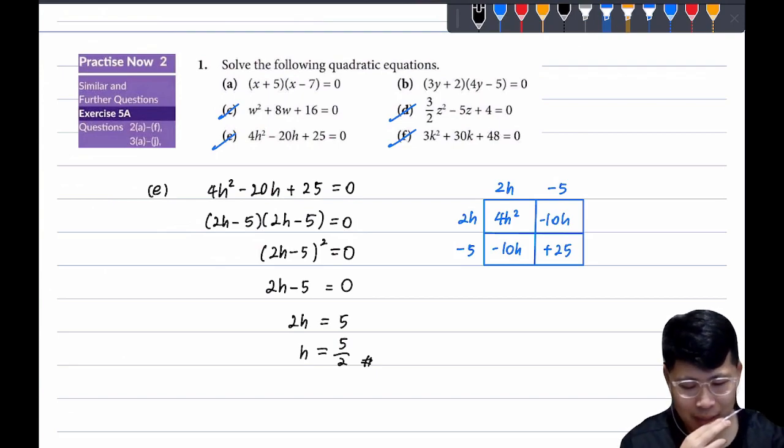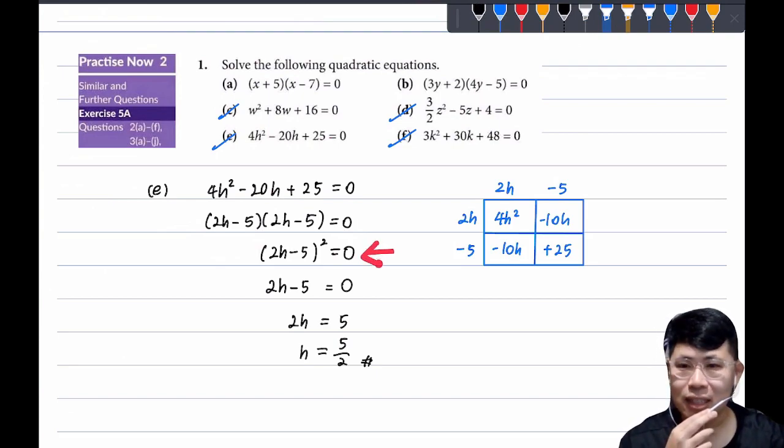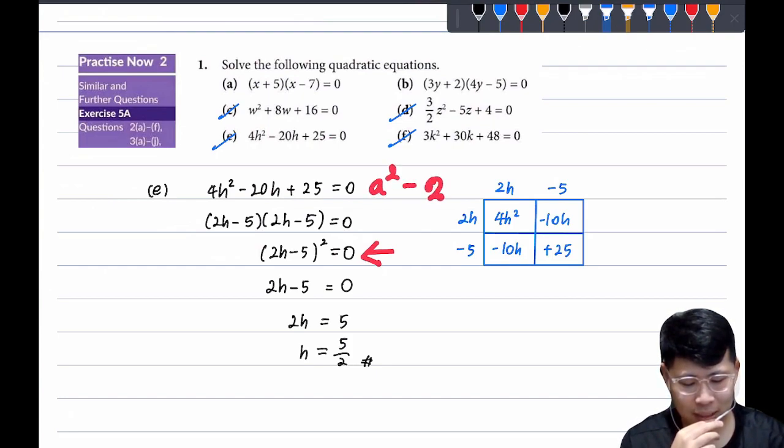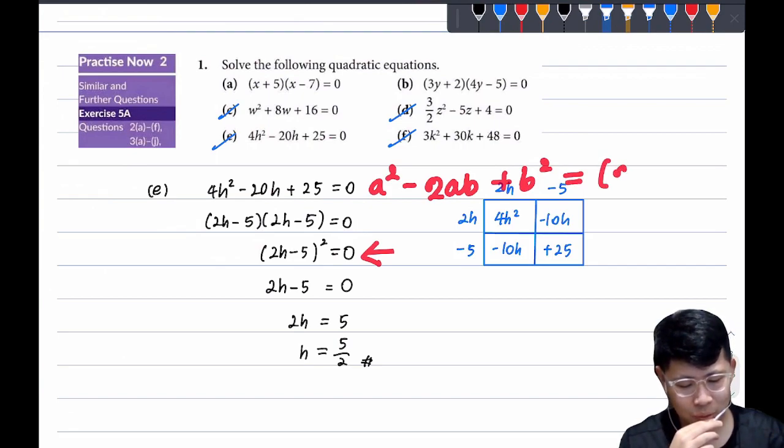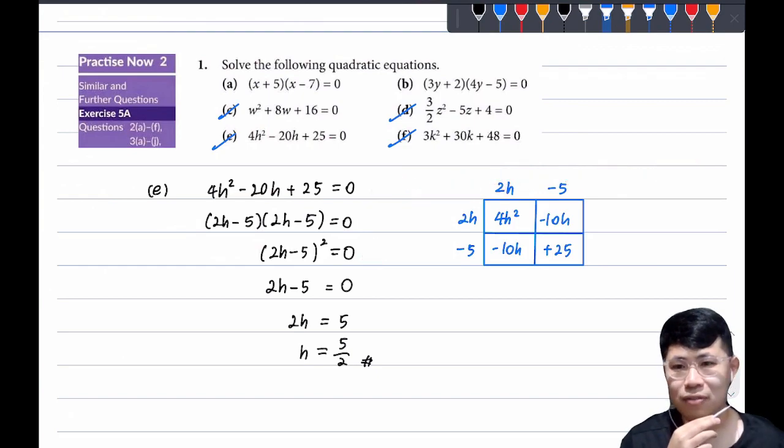Okay, so similarly, if you notice over here, this is a square, correct? So actually what you can do is factorize this using the identity a squared minus 2ab plus b squared, and this will be equal to (a minus b) squared. You can use this to do the factorization like that.